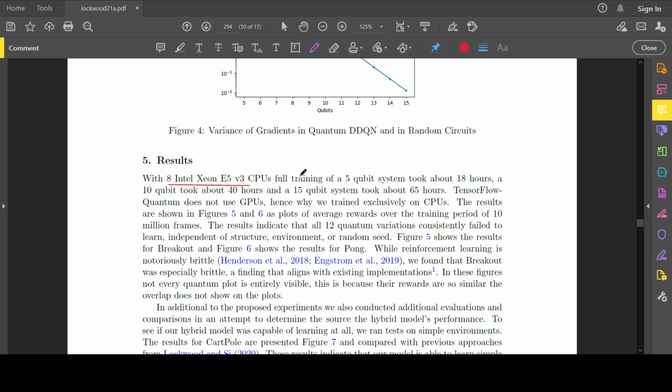It took anywhere from 15 to 80 hours really. These are approximate. Maybe it was only 70 hours. I don't remember now. And currently, although CUDA support is in the works for TensorFlow Quantum, it only works right now on CPUs, so that's why this is all trained on CPUs.